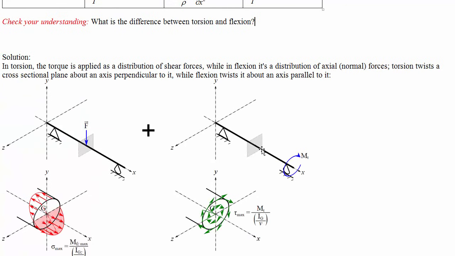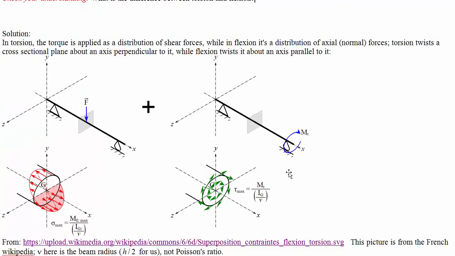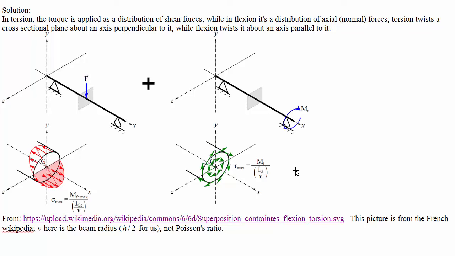So here's a picture I found on the French Wikipedia. It's using slightly different symbols for some things. If we apply a force like this, then we're putting the beam into flexion, so it's going to bend, and you see that the deformation is all along the axial length of the beam. Now for torsion, the force is applied parallel to the face rather than perpendicular to the cross section, and that's what's giving us a torsional deformation.